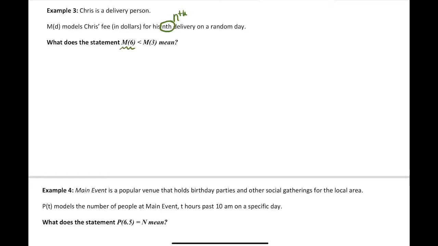M of 6 is less than M of 3. I think I'm going to need to fix this in post, so the copy you're going to get will have an N there. I don't think I used the right notation for that, or it doesn't make sense to my brain at least. I should have used M of N, not M of D. I think they probably copied and pasted the last problem and forgot to change the notation. But you've got M of N. Now let's say that represents, what are we going to say? That represents Chris's money, like his fee.